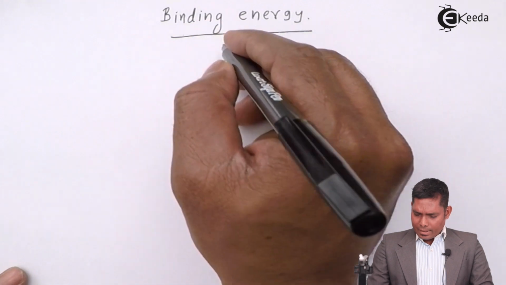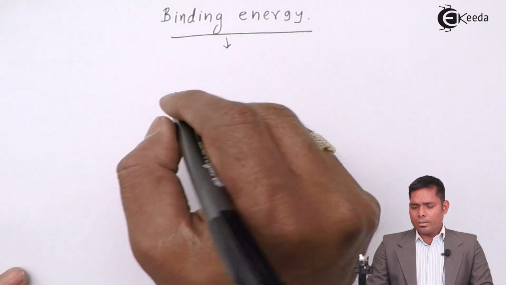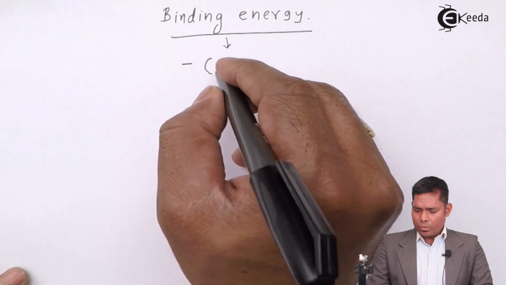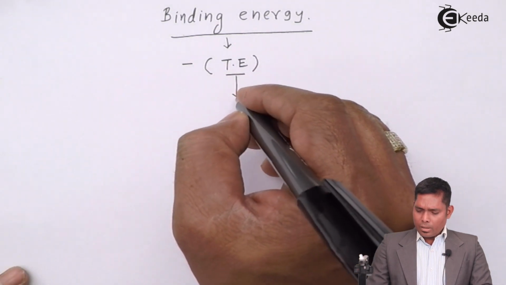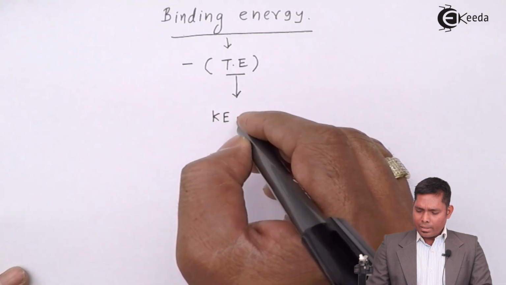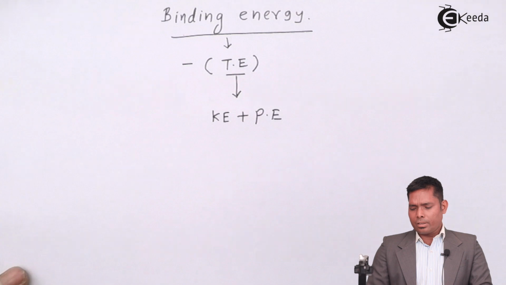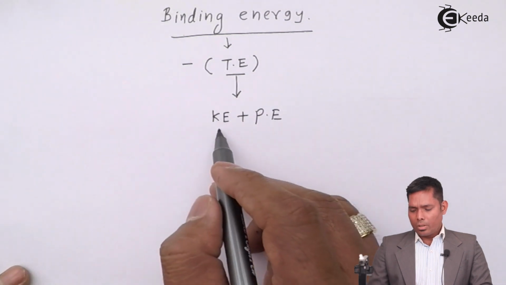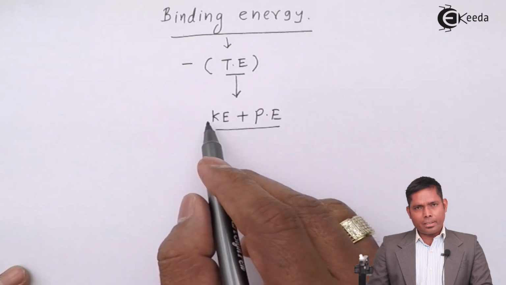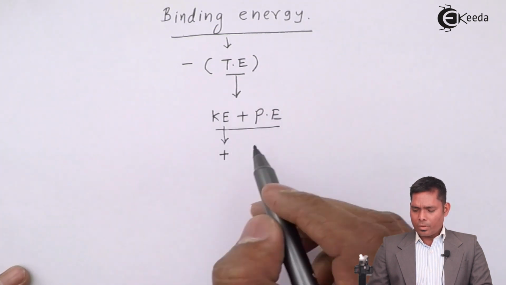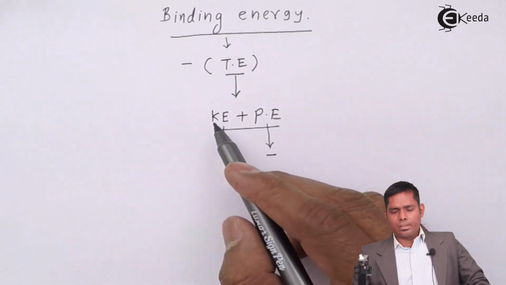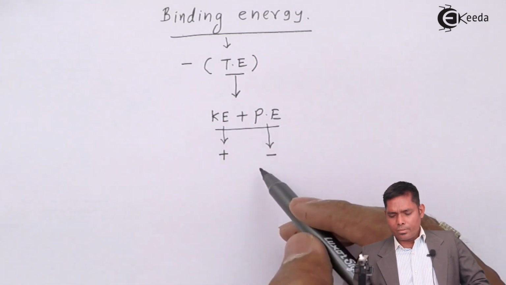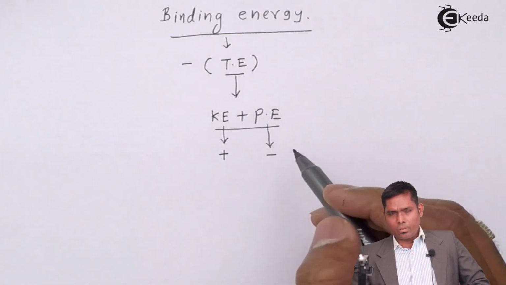Binding energy is basically the negative of total energy. What is total energy? Total energy is the sum of the kinetic energy plus the potential energy of the satellite. Kinetic energy is always positive and potential energy is always negative, but the potential energy's magnitude is greater, so the net value is negative.